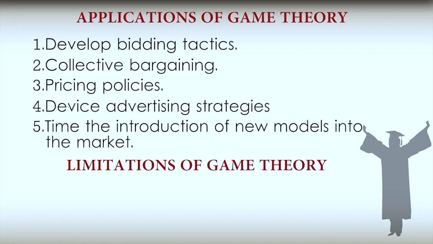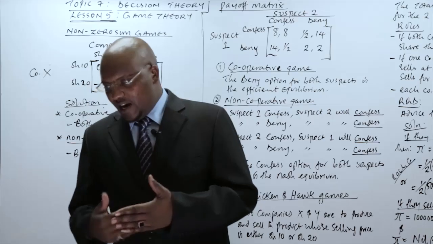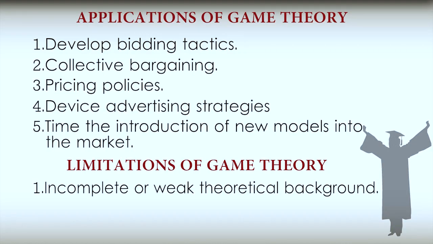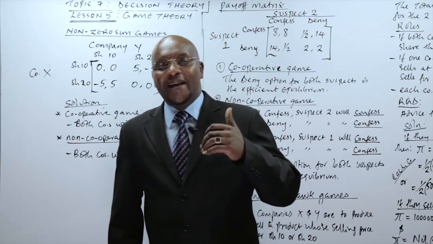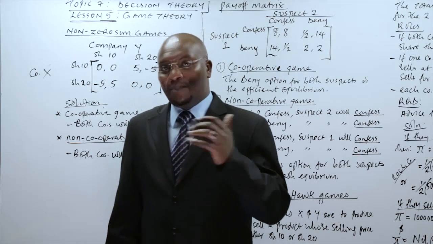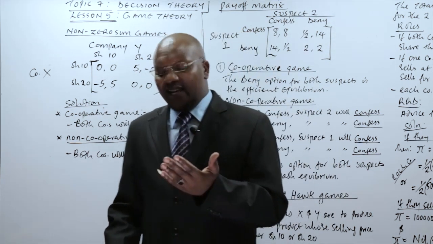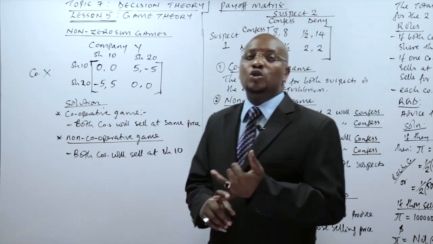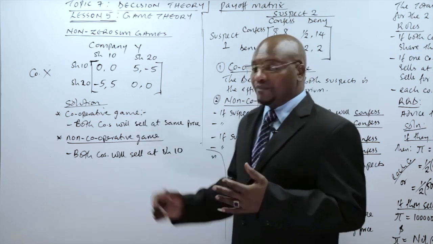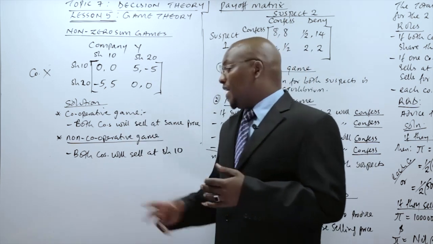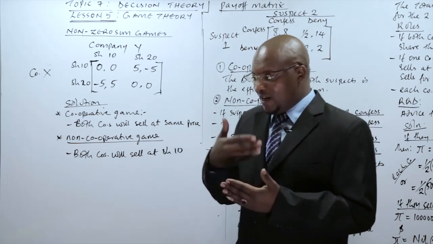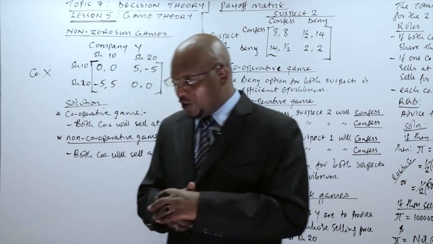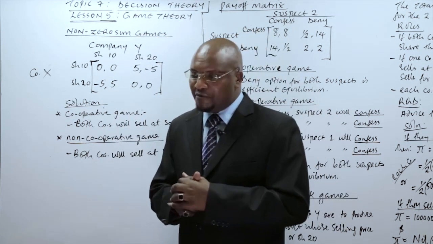And lastly, we have limitations of game theory. Now, one of the limiting factors for game theory is incomplete or weak theoretical background, where some players do not know and others know more than the other players. For example, they limit these cooperative games. In a coalition, when one party knows more than the other, the negotiation, the collective bargaining becomes a problem if one player has a hidden card. Therefore, we need to have an open situation so that we can have fairness for all of us.